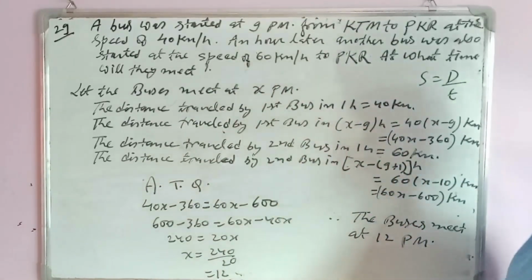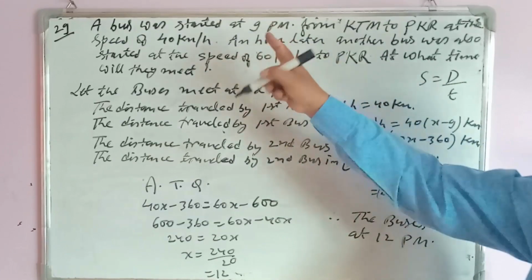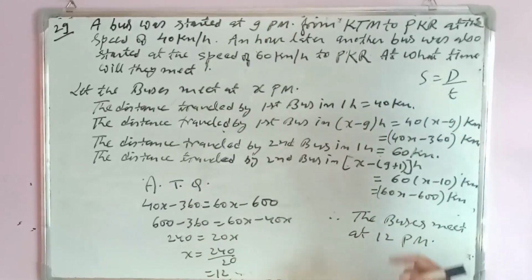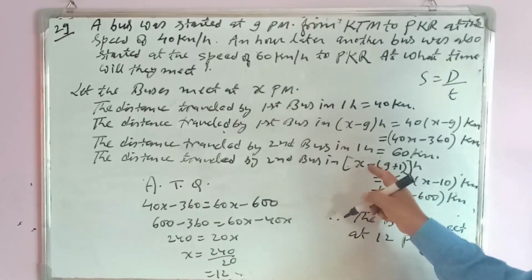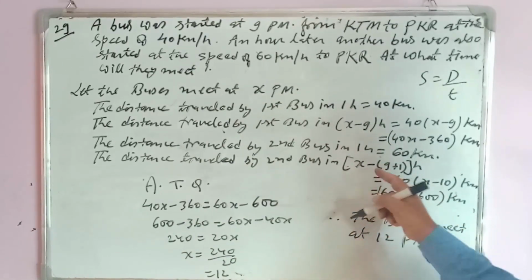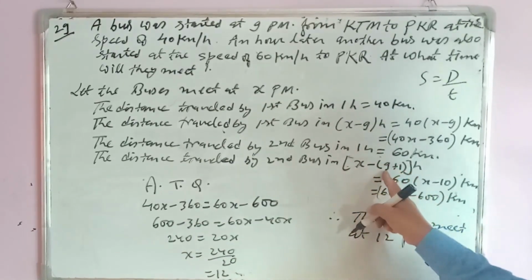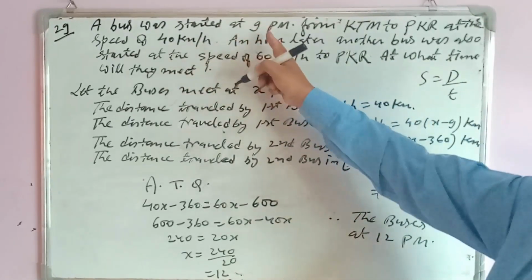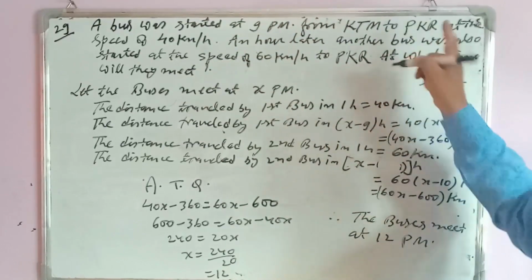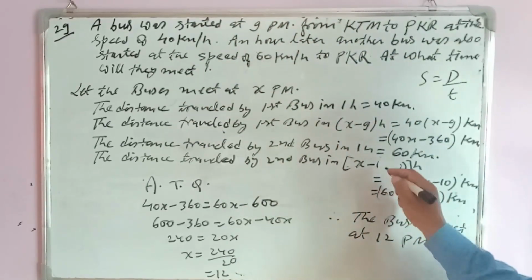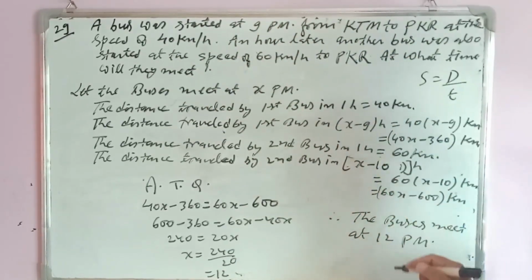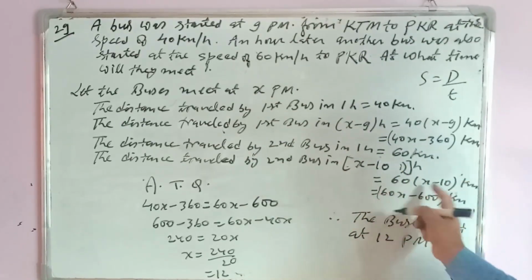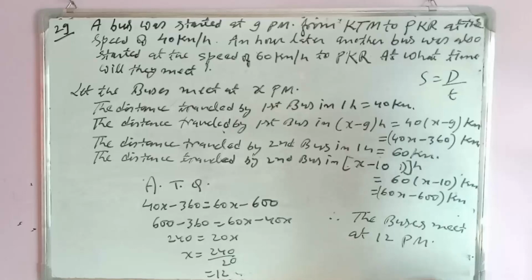Why x minus 9 plus 1? Because the first bus started at 9 p.m., and the other bus started at 10 p.m. That means x minus 10. So x minus 10 you can write, and x minus 9 plus 1 you can also write. Directly you can write x minus 10, because the first bus started at 9 p.m., so the second bus after 1 hour started at 10 p.m. So x minus 10 hours equals 60 into x minus 10, multiplying, 60x minus 600.